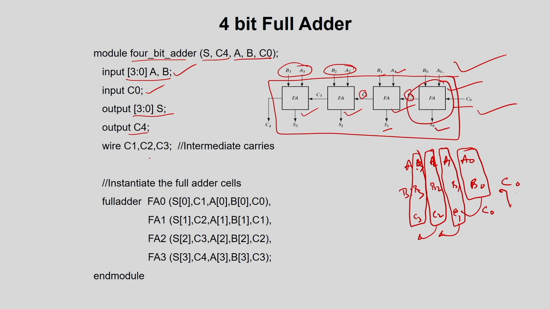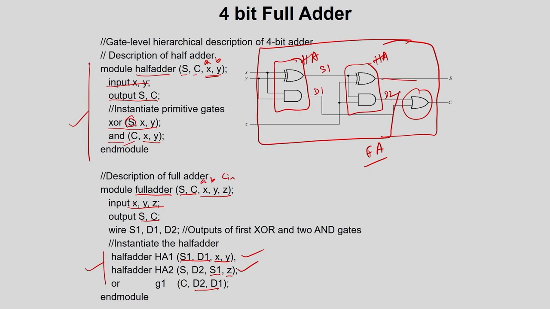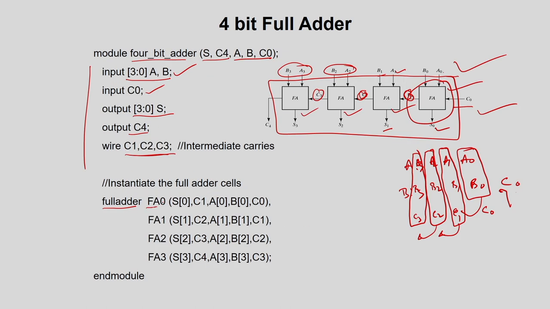Now, the internal wires you have to declare, which are C1, C2 and C3. So, once you declare all these variables, inputs and internal wires, you are ready to make the connections. And I have just instantiated 4 full adders, which is defined here. So, this is my full adder. Now, I am instantiating 4 full adders, right. So, FA0, FA1, FA2 and FA3.